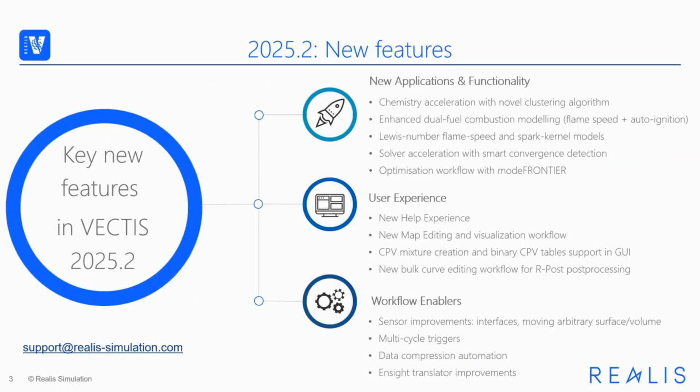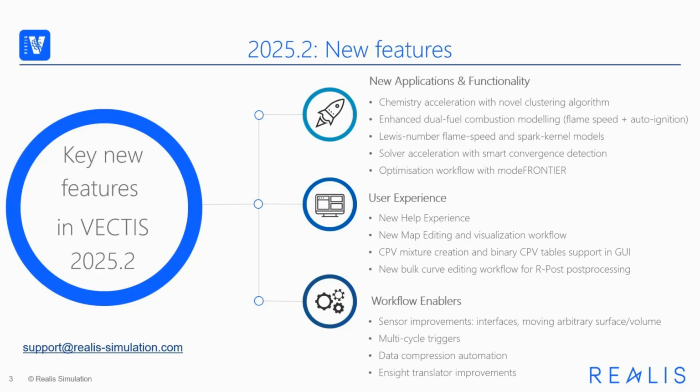This release focuses on three areas. Firstly, we have new functionality: faster chemistry through chemical kinetics clustering. We have better dual fuel models, improved flame speed physics, and smarter solver convergence, plus optimization links with modeFRONTIER.